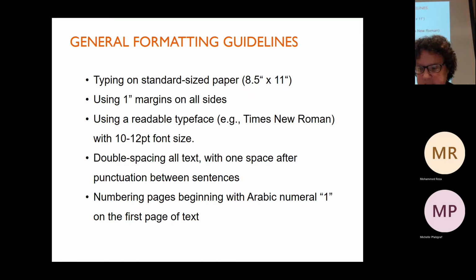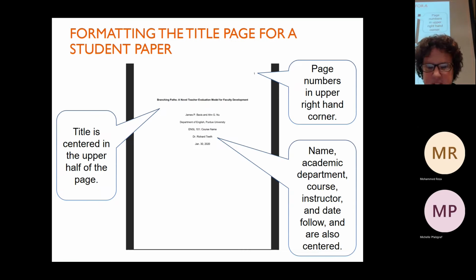You number pages beginning with the Arabic numeral 1, and you go on. So it's 1, 2, 3. But what you do is your cover page is page 1, your abstract is page 2, and then your first page is page 3.